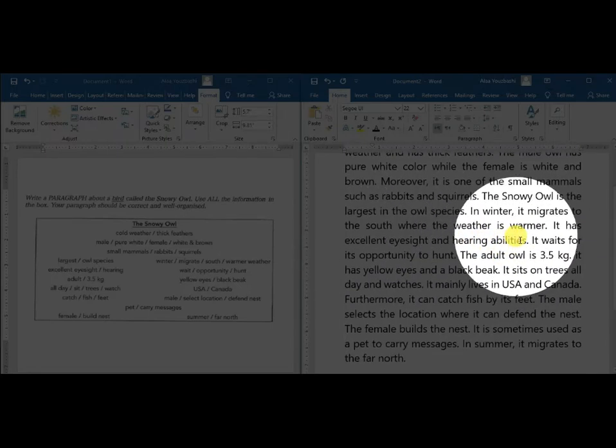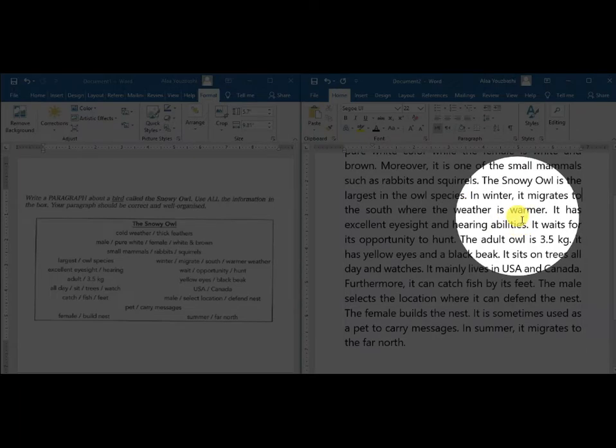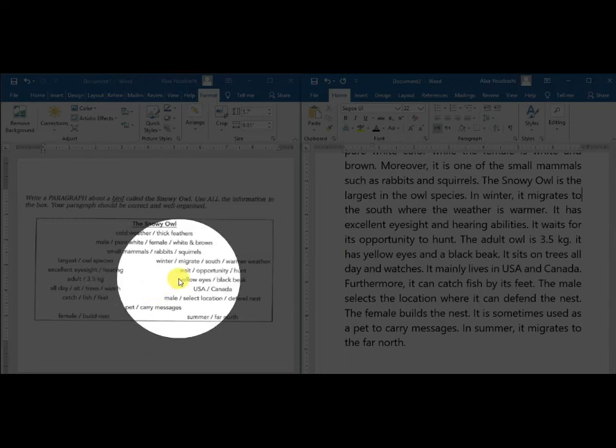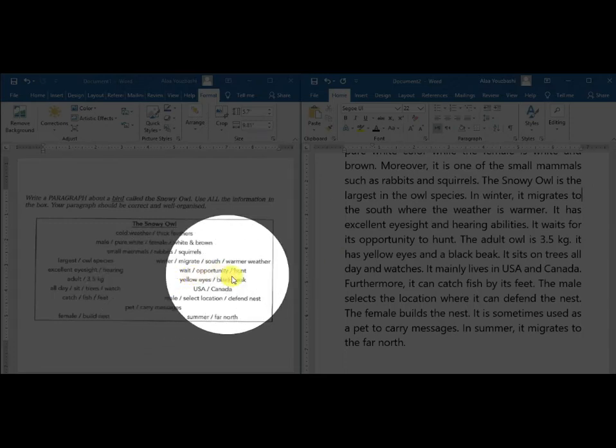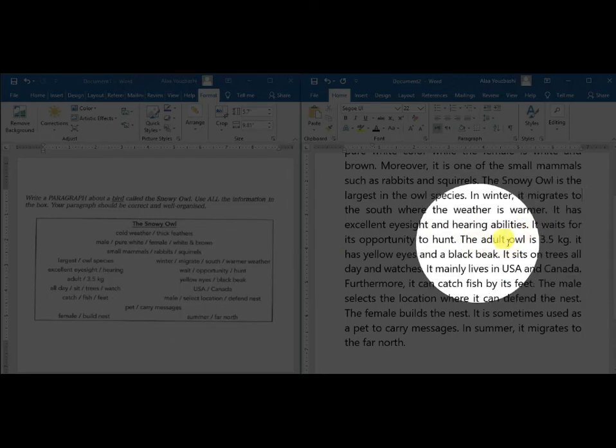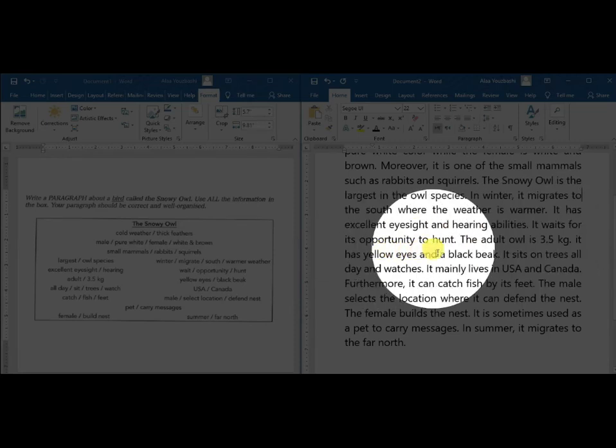Hearing abilities. So sometimes you need to add words that are not there in the pieces of information. So don't think that you are just writing the words and changing them to sentences without adding anything new. Sometimes you need to add something new so that the sentence can make more sense. So here we added the word abilities. Next we have wait, opportunity, hunt. So what can I say? I can say it waits for its opportunity to hunt.